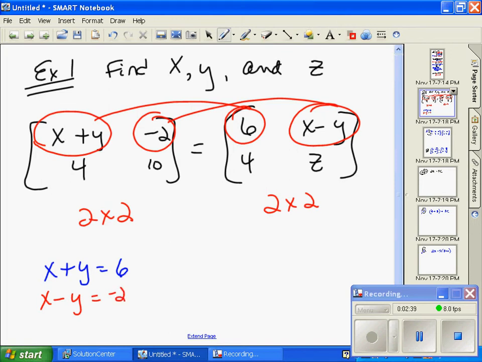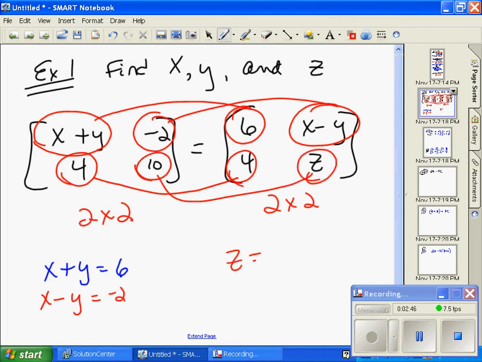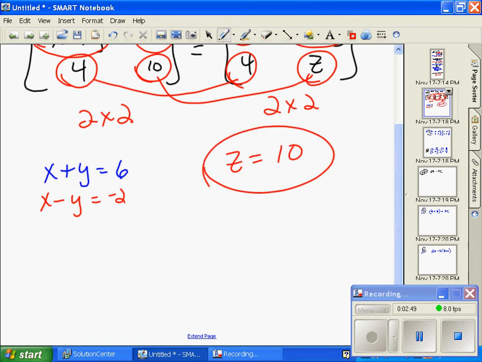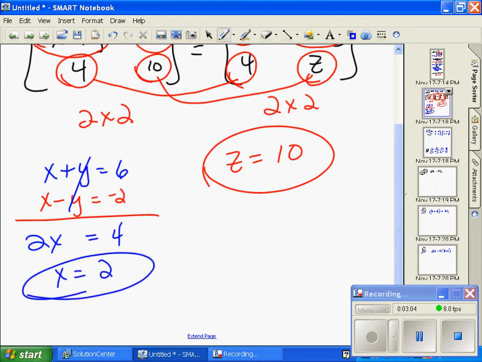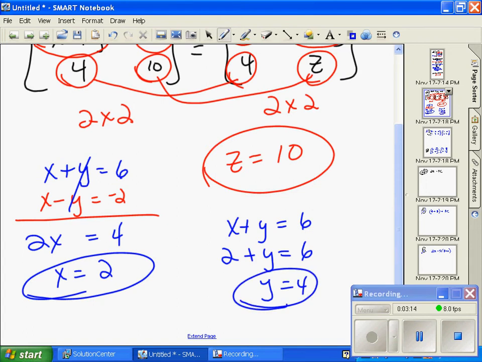I have 4 equal to 4 right here. 4 is equal to 4. That's true. And then I have 10 equal to z. So I know right away z is equal to 10. Circle that one. Now the other two, x and y, looks like I get to do elimination. 2x, the y's cancel, equal to 4. Therefore x is 2. Plugging back into the original, the first one, x plus y equals 6, x is 2, so y is going to be 4. So there we go. I found x, y, and z.